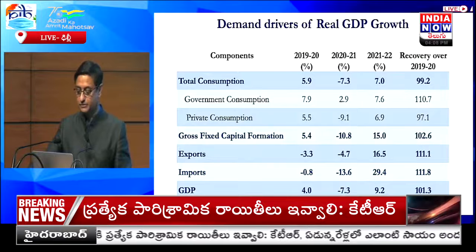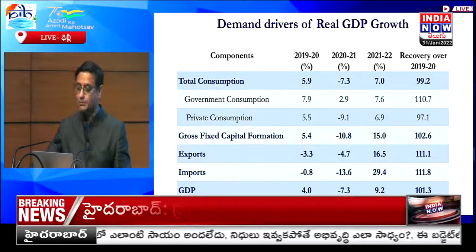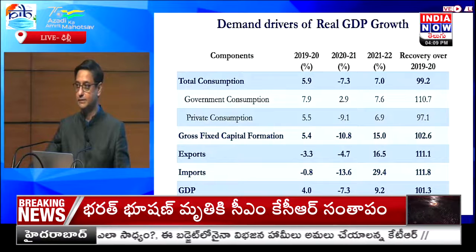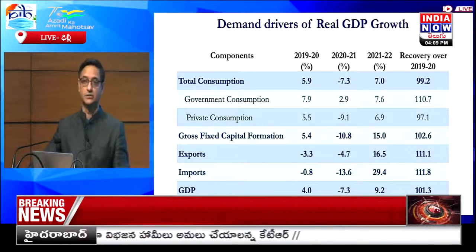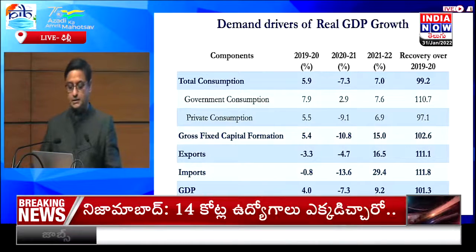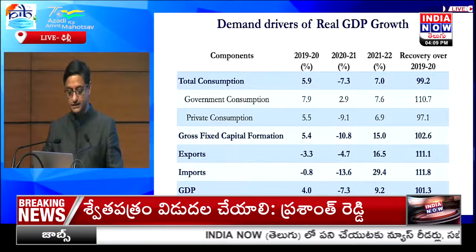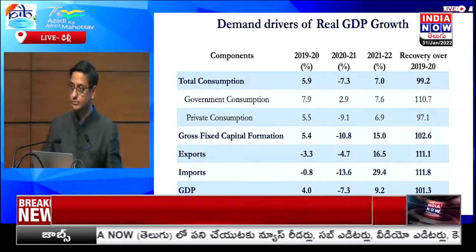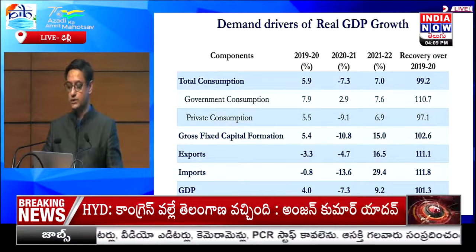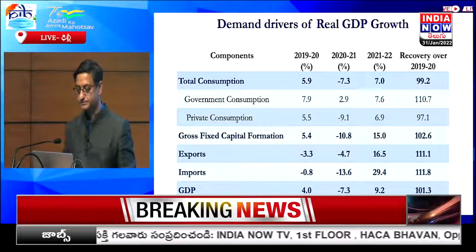Meanwhile, the gross fixed capital formation has recovered past the 2019-20 level. The key point here, of course, is that a lot of this is driven by government spending on capex, particularly on infrastructure, which we will also return to a little later in the fiscal segment that we will discuss. Exports have been a major driver of growth, and you can see they are now very significantly above the pre-COVID level. But of course, imports have also been very strong. Overall, GDP is 1.3% above where it was pre-pandemic. This is in line with what we saw calculating from the GVA perspectives.